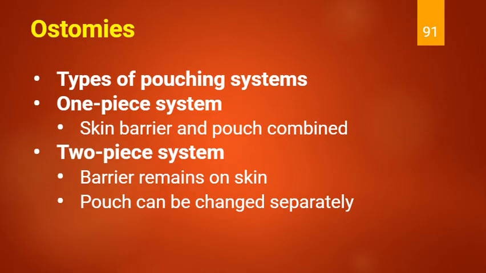Several types of ostomy appliances are available to collect fecal output. In a one-piece system, the skin barrier and pouch are attached together as one unit. In a two-piece system, the skin barrier remains attached to the skin while the pouch can be removed and replaced separately. This design can help reduce skin irritation and allow easier visualization of the stoma during care. The best appliance is one that fits securely, seals well around the stoma, and conforms to the patient's abdominal shape to prevent leakage.